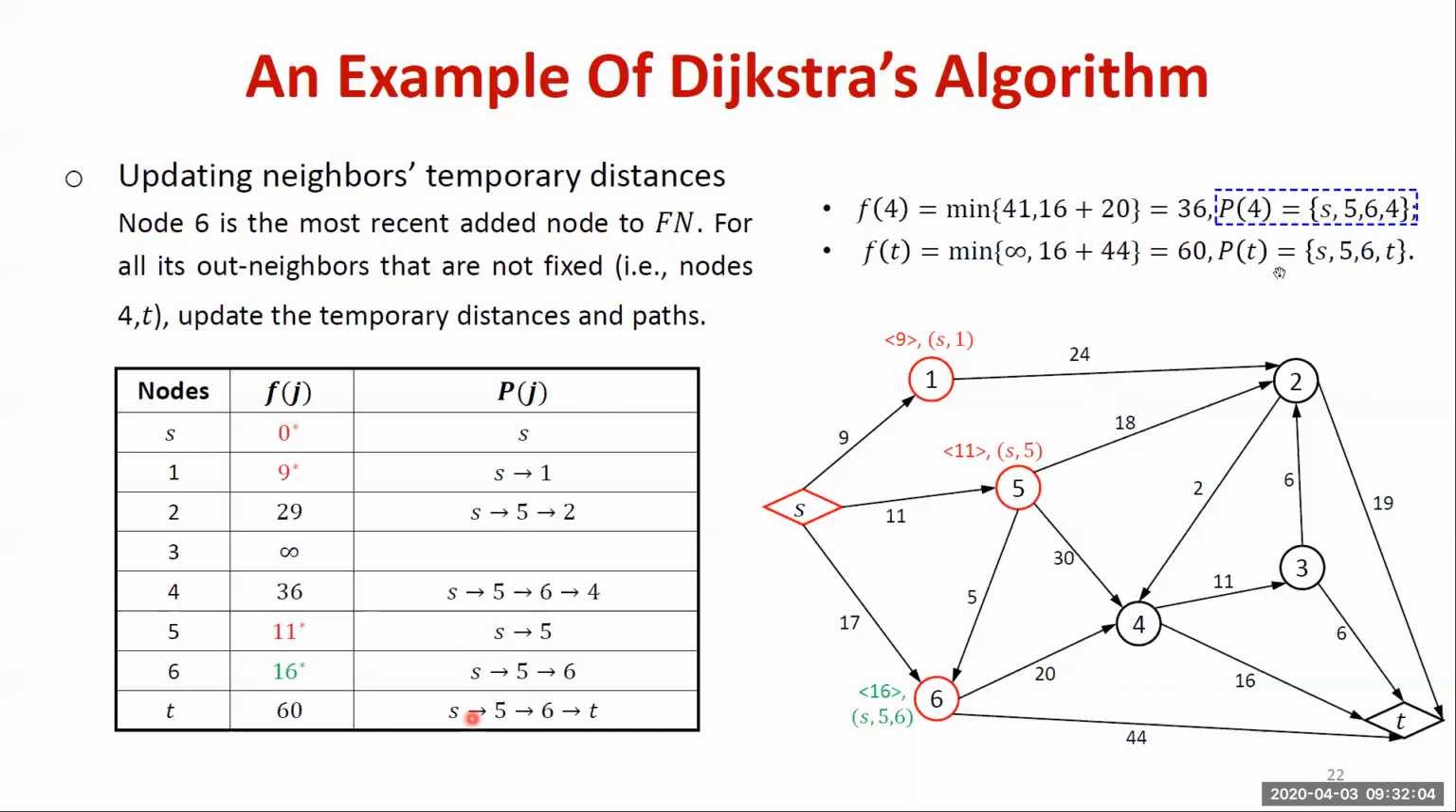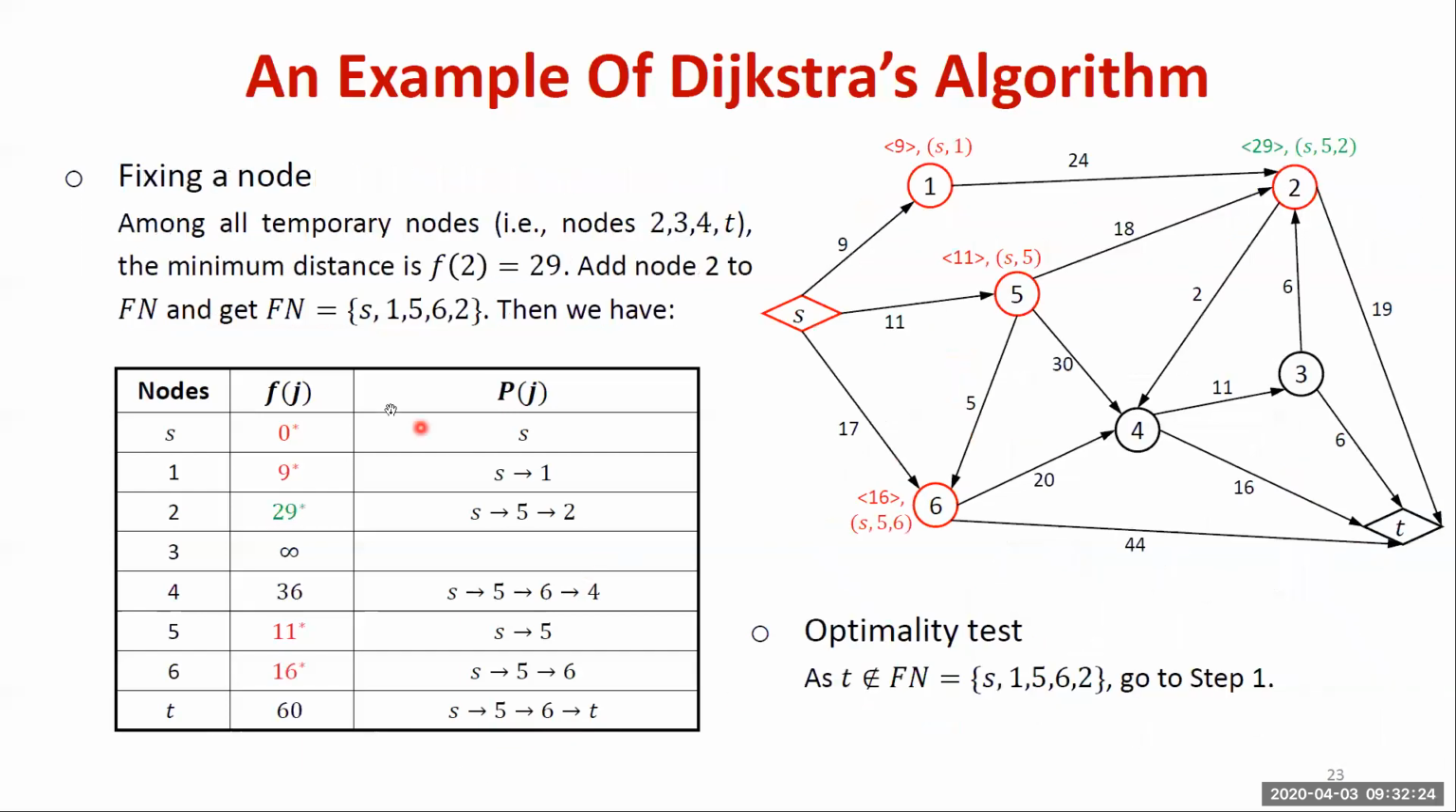Previously, it was empty. So here you just copy and paste S to 5 to 6, which is the shortest path from S to 6. Then just add a t after it. So this is the new shortest path from S to t. And then what is the next step? Step 2, fixing a node. See it? How to fix a node?